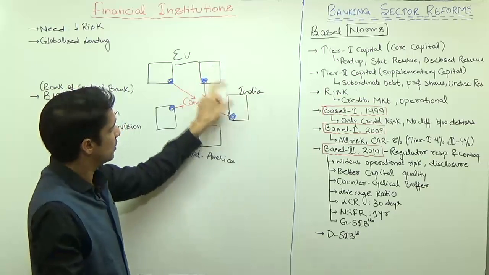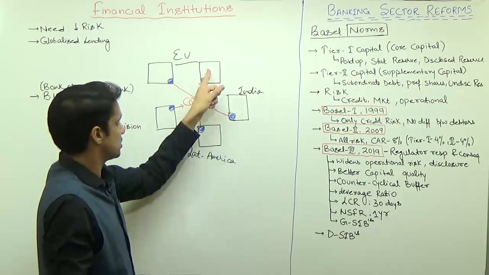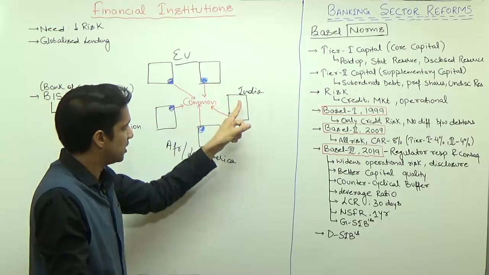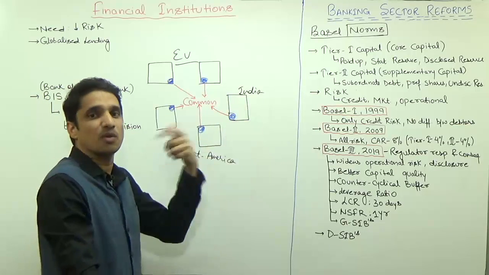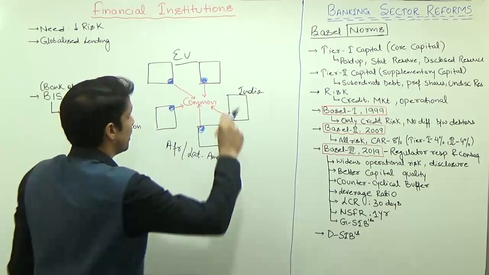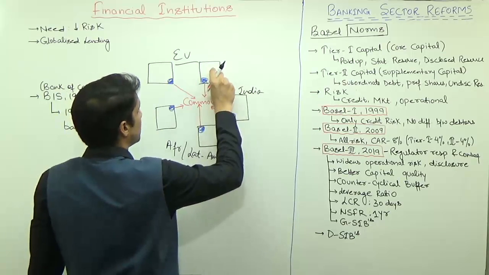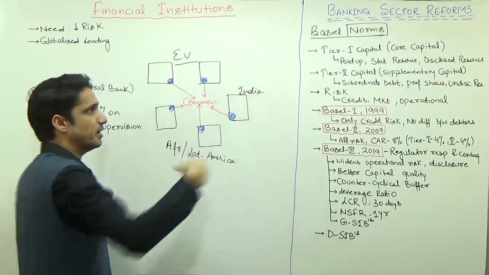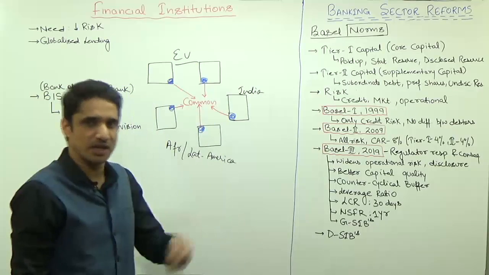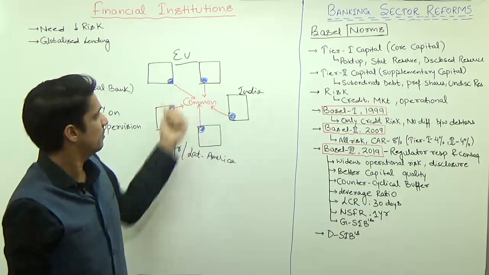So how will we do the analysis? This branch of SBI will send the data to India, but the format will be different. This branch has to maintain the data in the format prescribed under the Basel norms. The requirement will be as prescribed in the Basel norms.